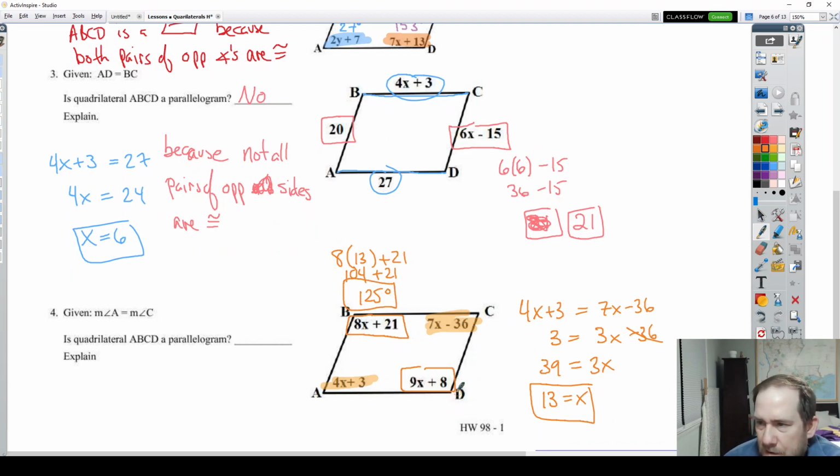And then here, we'll plug in 13 again. 9 times 13 is going to be 117. Plus 8 is 125. So guess what? Right now, those two opposite angles are congruent. These two opposite angles are congruent. So are we a quadrilateral that is a parallelogram? Yes. Why? Both pairs... Jeez, I'm having a hard time writing.